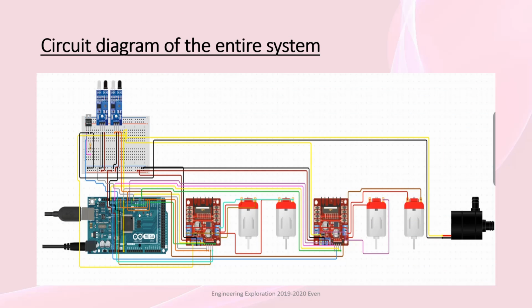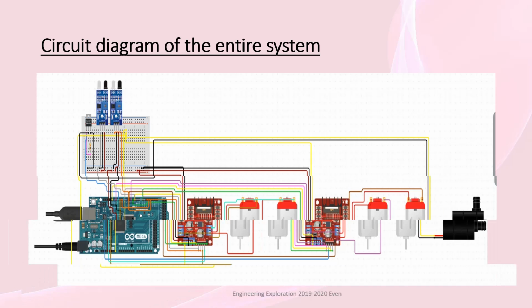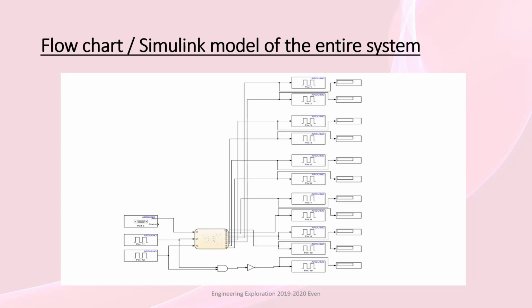Now this is the circuit diagram of our entire system. It consists of 4 DC motors joined with the help of L298N drivers as well as a DC submersible pump, and it contains 2 IR sensors. This is a Simulink model. This is the flowchart. This is a zoomed version of the chart.